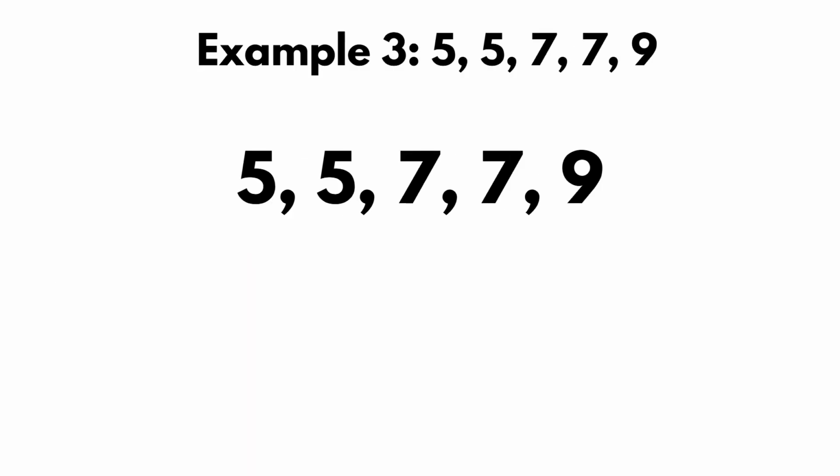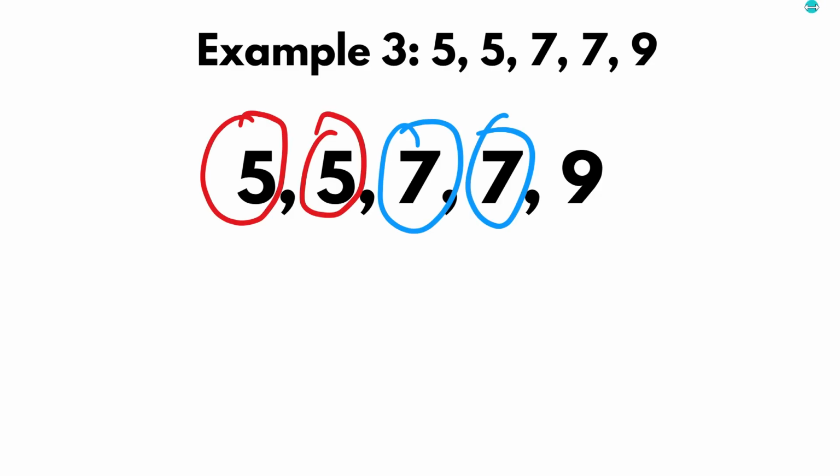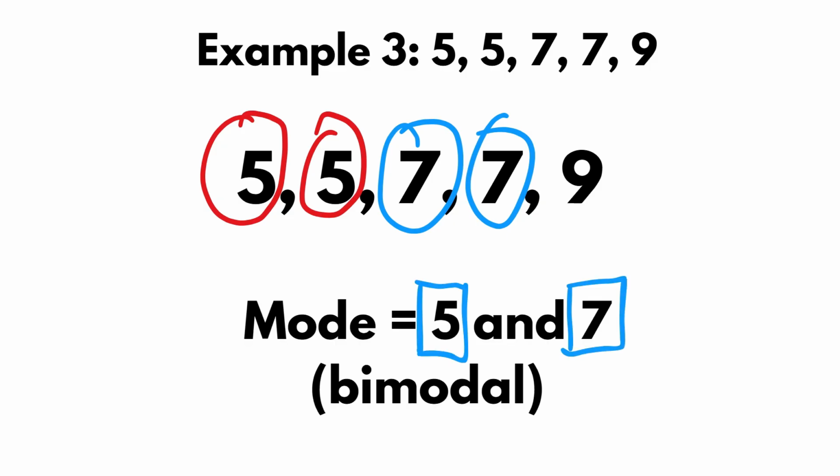Now, let's look at example 3. We were given the numbers 5, 5, 7, 7, 9. Let's find which numbers are repeating themselves. Well, 5 is repeating itself twice as well as 7. So, in this example, we have 2 modes. Our modes are 5 and 7, and this is called bimodal. Don't forget that there can be one mode, more than one mode, or no mode at all.